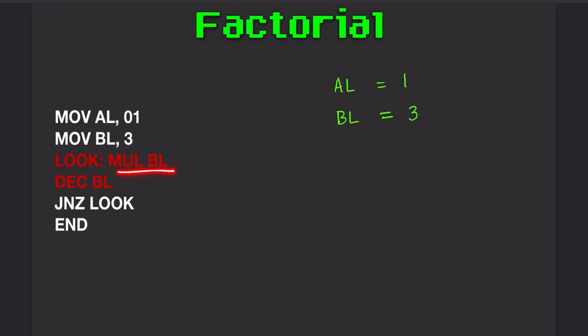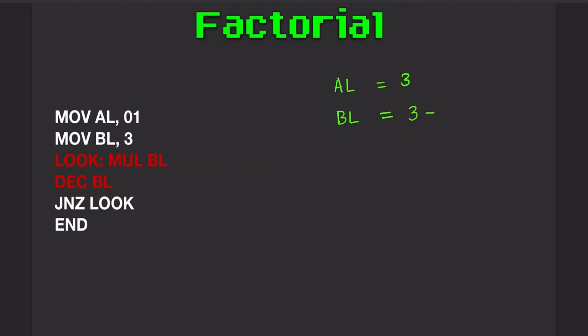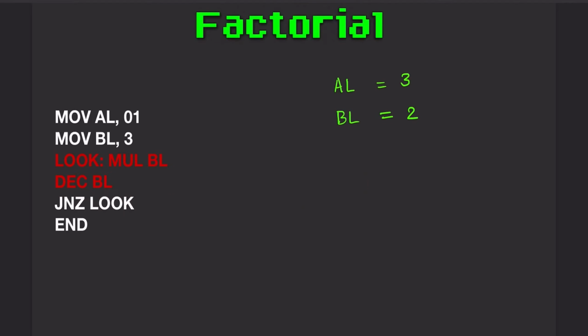Now, under the label look, the program multiplies AL register with a number in BL and stores the result in AL. AL now is equal to AL into BL. Then decrements BL by 1. So BL now becomes 2. Now the jump if not 0 instruction checks if BL is 0. If not, it jumps to the look label and multiplies AL with BL and stores the result in AL. Then decrements BL. So now AL is equal to AL into BL is equal to 3 into 2 and decrements BL from 2 to 1.